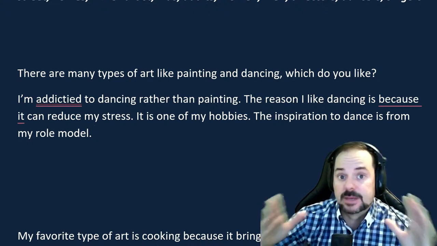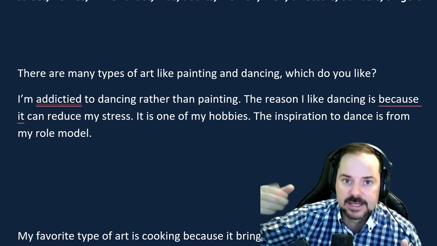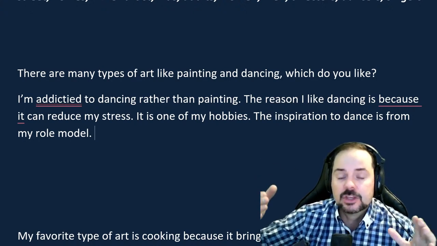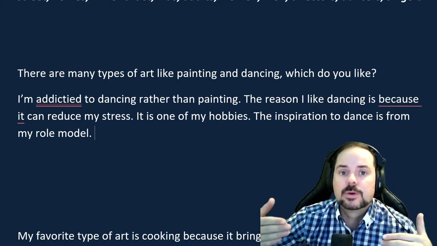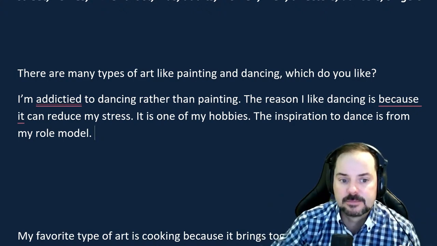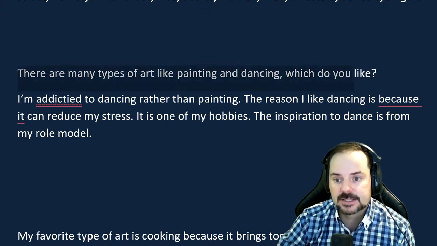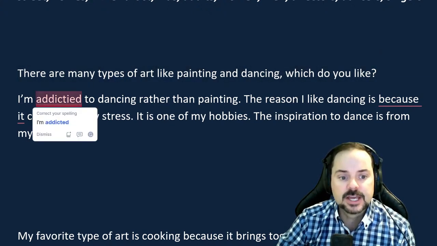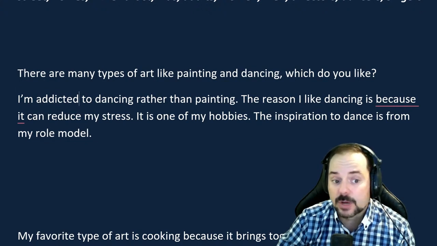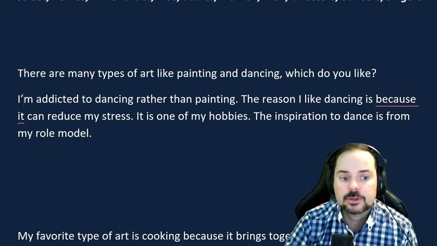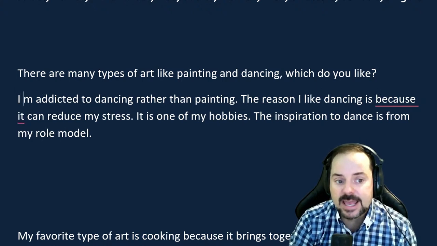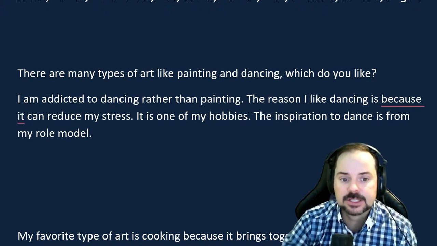And now this is the big trick for those high band scores like band 8 and band 9: you give good details but without giving unnecessary information. Let's take a look at this one. I asked you, there are many types of art like painting and dancing. Which do you like? And you said, I'm addicted to dancing. That's a great start, by the way. Use the full word, so I am, emphasize it. I am addicted to dancing.